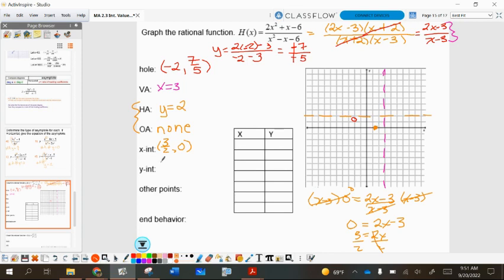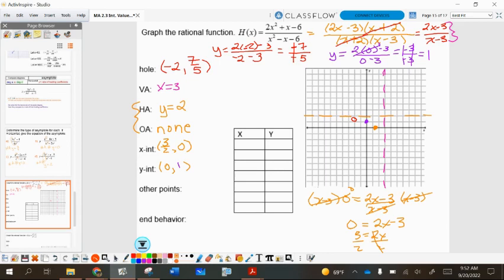Y-intercepts will have a value for y and 0 for x. So let's plug in 0 for x and see what we get there. That's going to be y equals, and again, we're using our simplified form of the equation. So 2 times 0 is 0, minus 3 is -3, over 0 minus 3 is -3, which simplifies, negatives cancel, 3 over 3 is 1. So that's going to be at 0, 1. And you can see our curve coming together here.